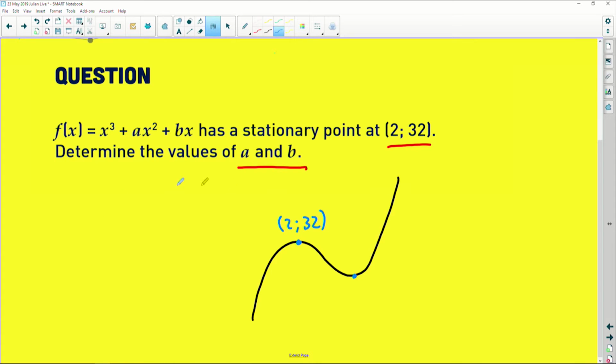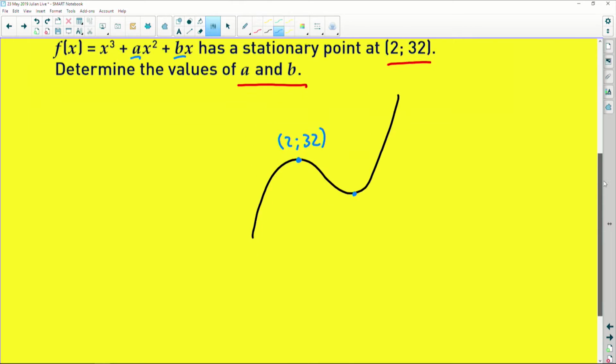Now what they're asking is that they want us to find the values of a and b. So we have 2 values that we need to find. In order to do this, we're going to have to find 2 equations. That's the only way we can then solve a simultaneous equation to find my value of a and my value of b. My first equation is going to come from substituting in my stationary point. The other equation, remember the fact that I told you, my first derivative is equal to 0, so I equate that equation to 0. Those are my 2 equations to solve for a and b.